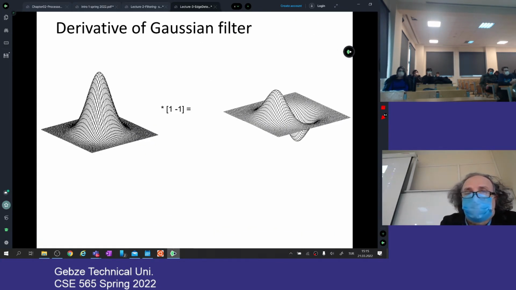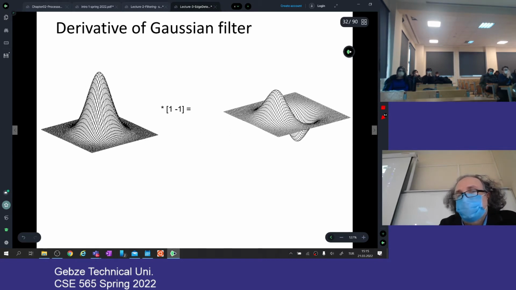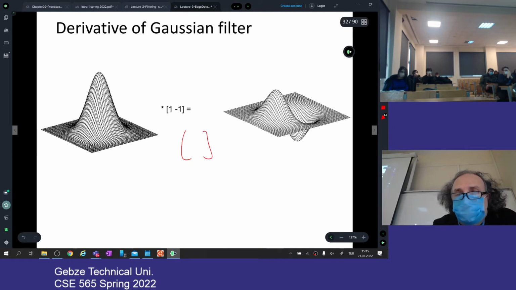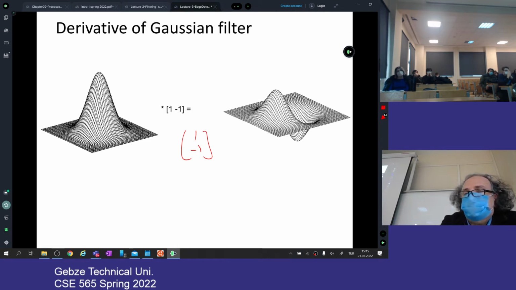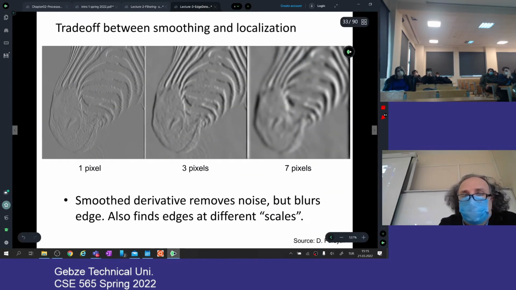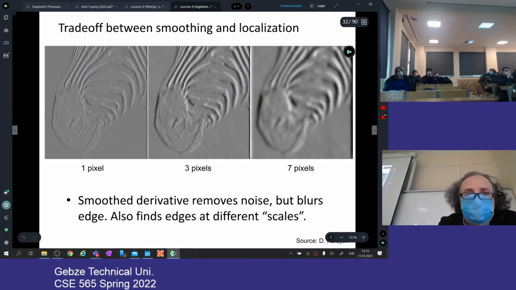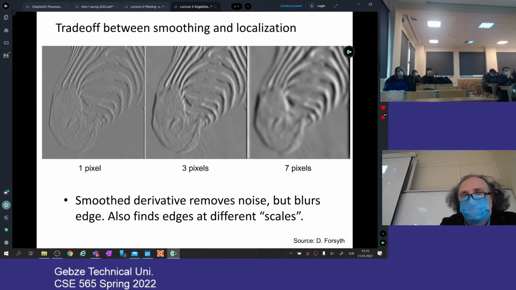If I apply this derivative operator to this Gaussian, this is what I get, in one of the dimensions. And if I apply this filter, 1 minus 1, in the y dimension, I would get just the rotated version of this Gaussian operation. And if I apply, for example, this filter on zebra images, this is what I would get.